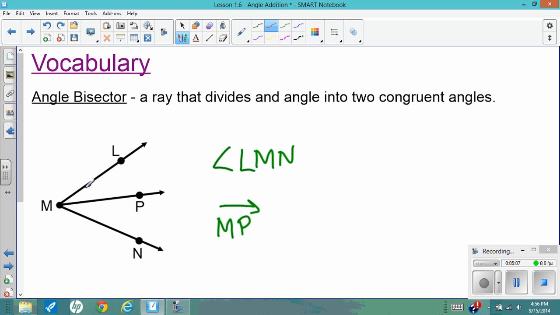So to show that two angles are congruent, we can do arcs here. I don't have the arrows, so these arcs are telling me that angle LMP and angle PMN are congruent. And we use our congruent sign again, just like we did with congruent segments. So this says that angle LMP is congruent to angle PMN because ray MP is an angle bisector, and so these two angle values will be equal. So perhaps one is 30 and the other one would be the same, 30 degrees. So two equal angles.